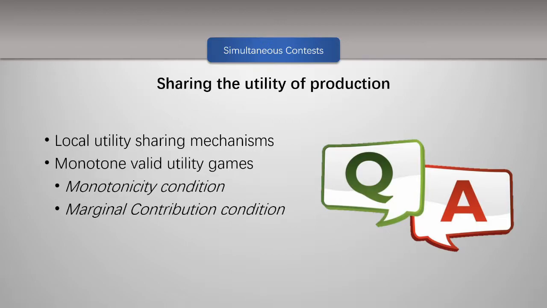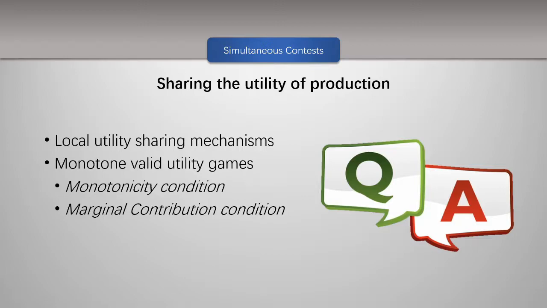Simultaneous contests can sometimes result in the sharing of the utility of production. For example, some online services rely on user-generated content, such as questions and answers in online Q&A services. Local utility sharing mechanisms are an example of such a mechanism where fixed shares of the utility production are allocated in decreasing order of individual contributions.